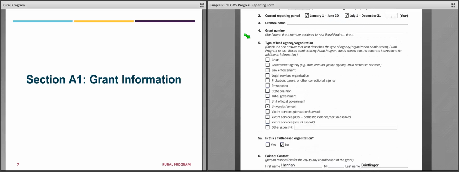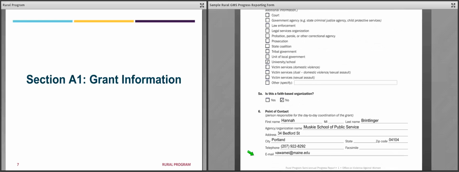Question 5 is where you indicate the type of lead agency or organization. So you would choose one description that most closely resembles your agency or organization. 5A is where you indicate if your organization is a faith-based organization. And then question 6 is where you provide the point of contact information. So for this question, provide contact information for the person who knows the most about the day-to-day activities funded by your rural grant. This is the person that if we have questions at all about the form itself, that's who we would reach out to. So typically it's helpful if they know the most about the grant.